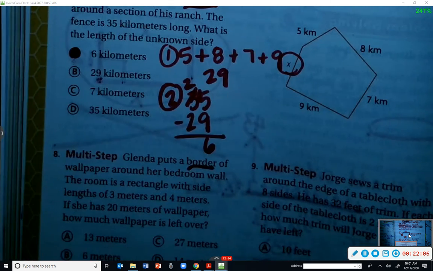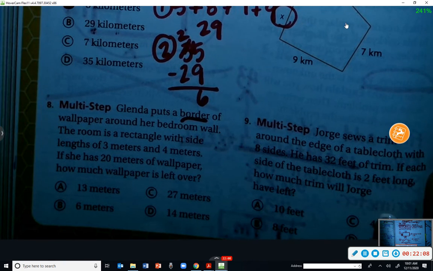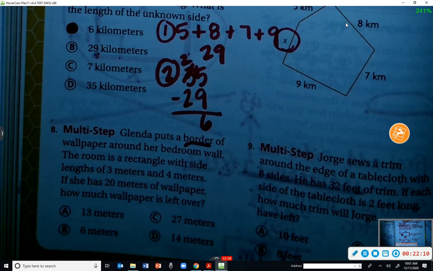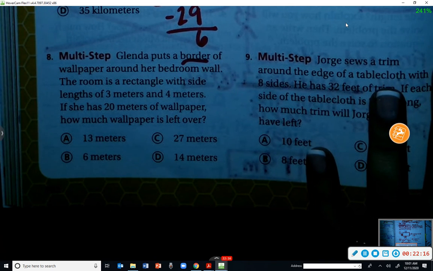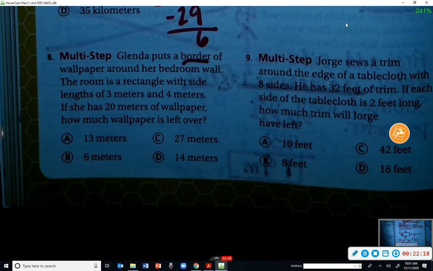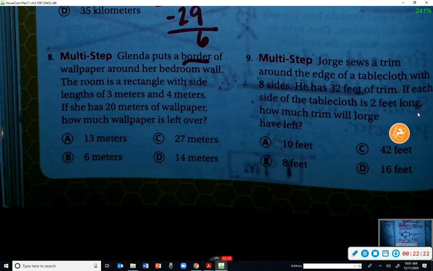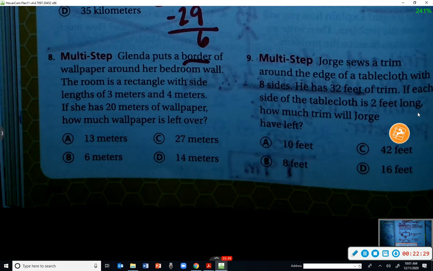Okay, number 8. Glenda puts a border of wallpaper around her bedroom wall. The room is a rectangle with side lengths of 3 meters and 4 meters. If she has 20 meters of wallpaper, how much wallpaper is left over? Ooh, did we hear a keyword in there? Yes. What word did you hear, Kelsey?